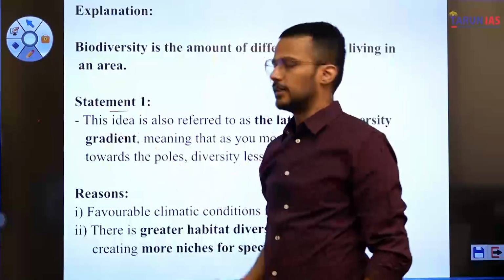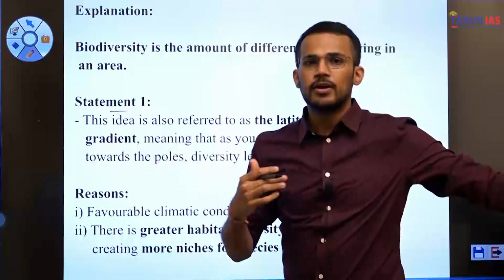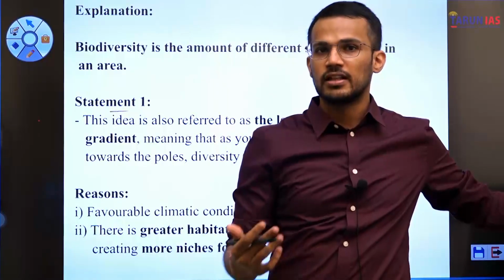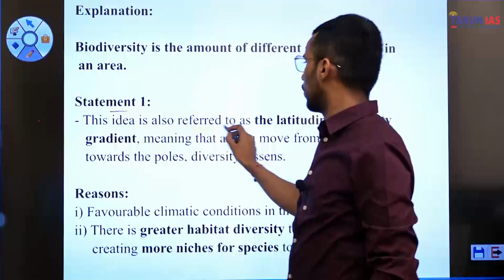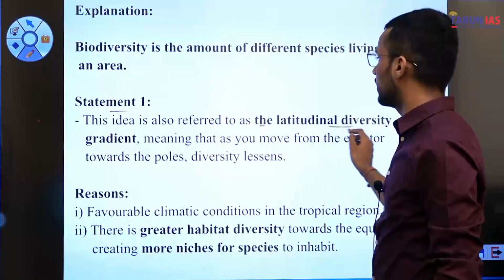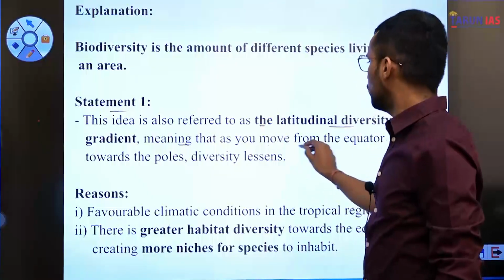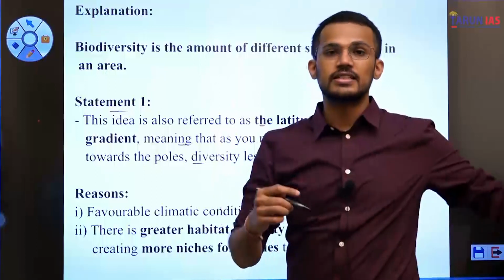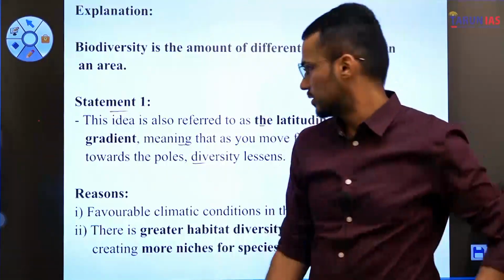Firstly, the first statement is about the lower latitudes having higher biodiversity than higher latitudes. This idea is also referred to as the latitudinal diversity gradient, meaning that as you move from the equator towards the pole, diversity is reducing. And why does diversity reduce?